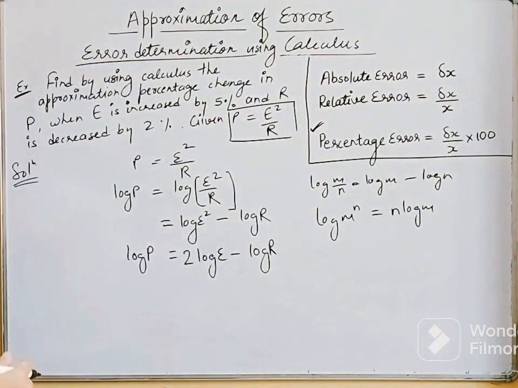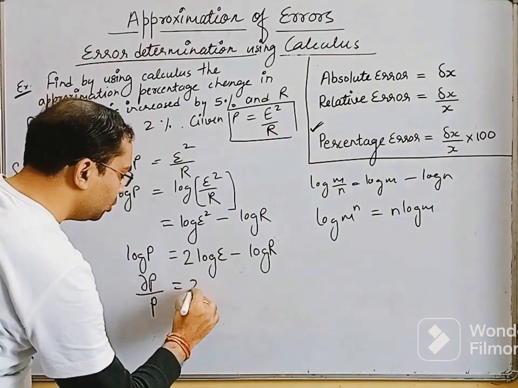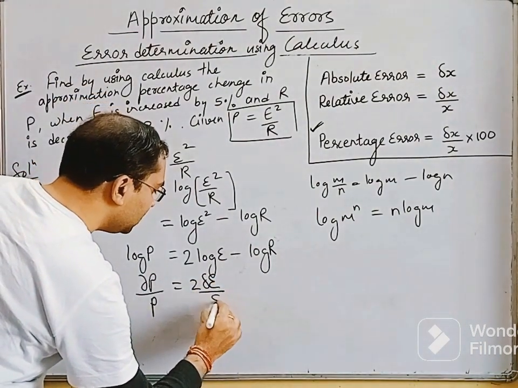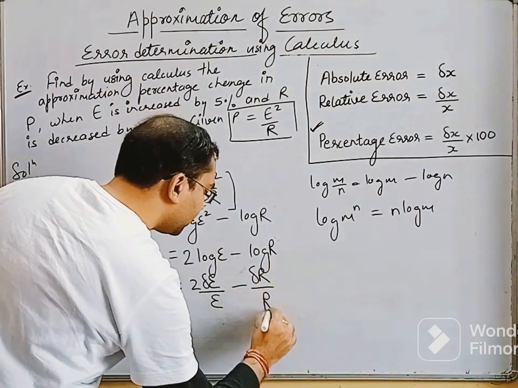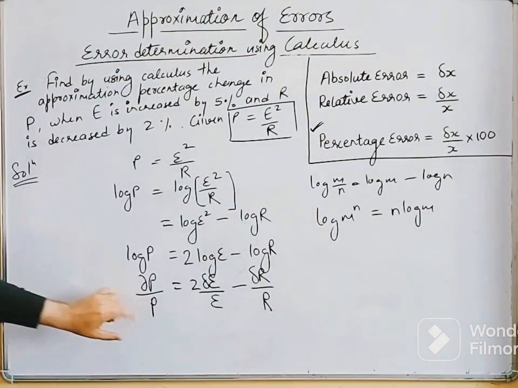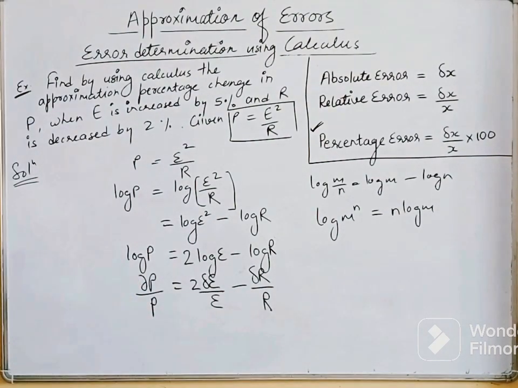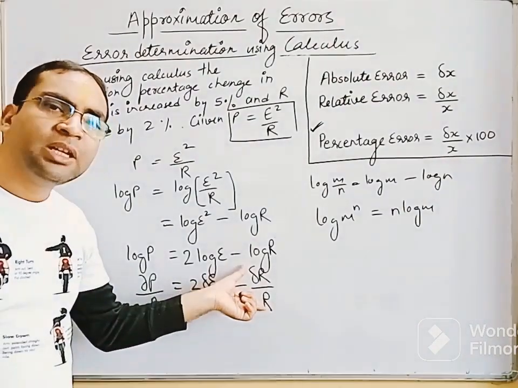Now we'll be using calculus and we will differentiate on both the sides. So on the left hand side we all know that differentiation of log of P is always 1 upon P, so this will become del P upon P. 2 is a constant, and for log E the differentiation will be del E upon E, and minus, for log R we'll have del R upon R. Now as we can see, this is the formula for the relative error, del x upon x. So this del P upon P is relative error. Del E upon E is also relative error in E. Del R upon R is also relative error in R.